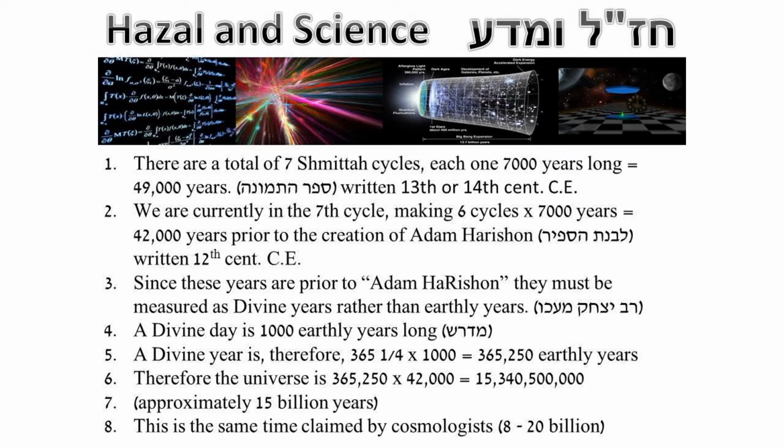And then therefore, according to number 6, the universe would be about 365,250 times 42,000, which gives us about 15 billion, 340,500,000 years, which is approximately 15 billion years. And this is the time that's claimed by certain cosmologists who say about 8 to 20 billion years, based on the current thinking, of course.